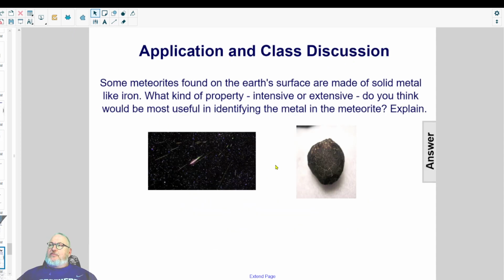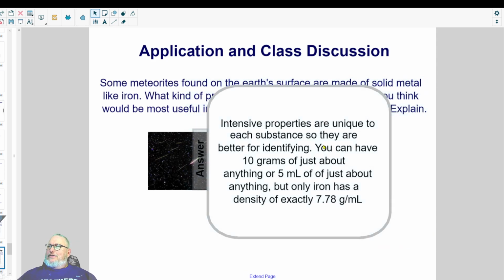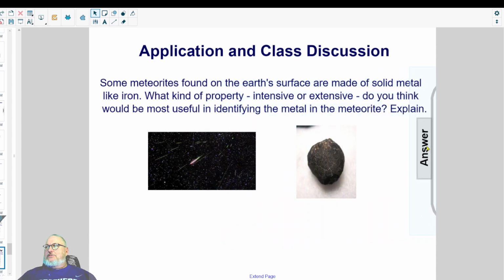All right. So if you look at a meteorite that you find on the Earth's surface, and it's a solid metal, what are we going to do to determine what it is? We're going to look at intensive or extensive. Well, I'm going to look intensive. I'm going to try to find its density. If I find that its density is not the same as iron, 7.78, then it's something else. So then I'm going to look around and find out what else it could be.